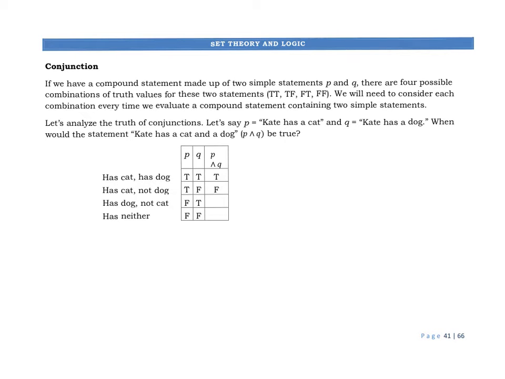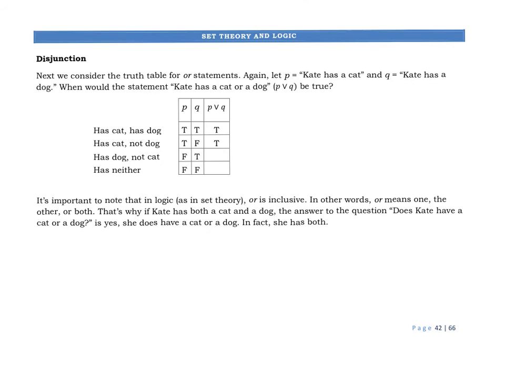So on the first one, if she has both a cat and a dog, then yes, it's going to be true. But on this one, you'll notice that she doesn't have a dog, okay? So then that makes her claim of having both false. In the next one, you notice that she doesn't have a cat, so that will make that false. The last one, she doesn't have either one, so that makes that compound statement false.